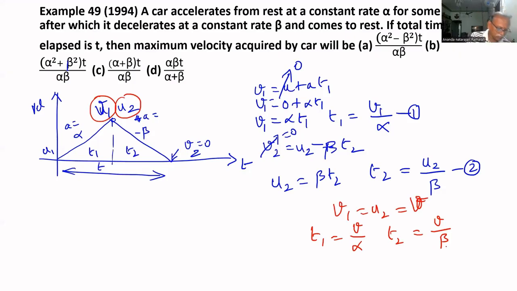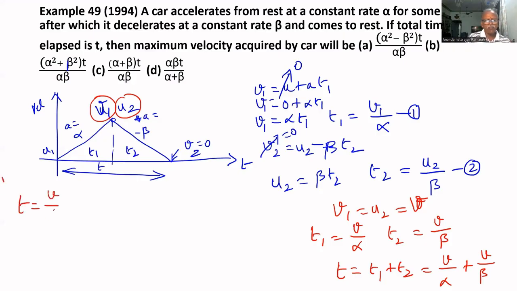Now, total time equal to what? Total time t equal to t1 plus t2. If you add these two, what you will get? v divided by alpha plus v divided by beta. If we take LCM, t equal to v into (beta plus alpha) divided by alpha beta. You can take v outside, and beta plus alpha you will get in the numerator. That is the total time. Total time is already given as T.